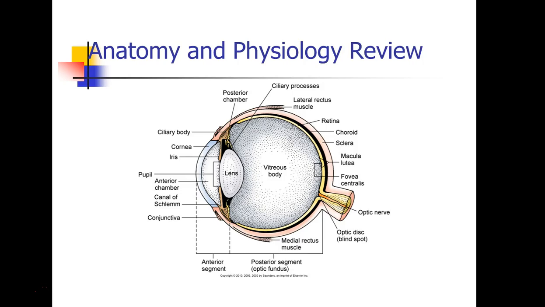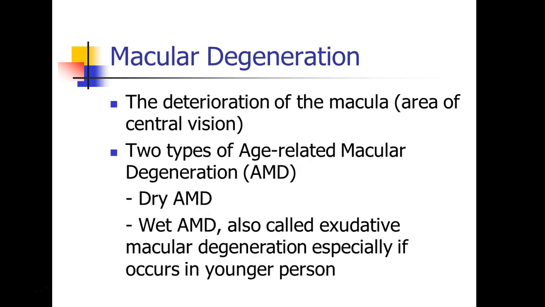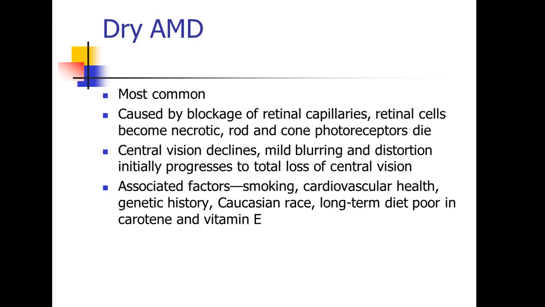But most of the time, it's a chronic disease, okay? So there's 2 types, dry and wet. And wet usually occurs in a younger generation, or it'll occur after the dry, okay? And it's usually age-related most of the time. All right, so pretty much talked about that. Most common is the dry. It causes a blockage in the retinal capillaries.